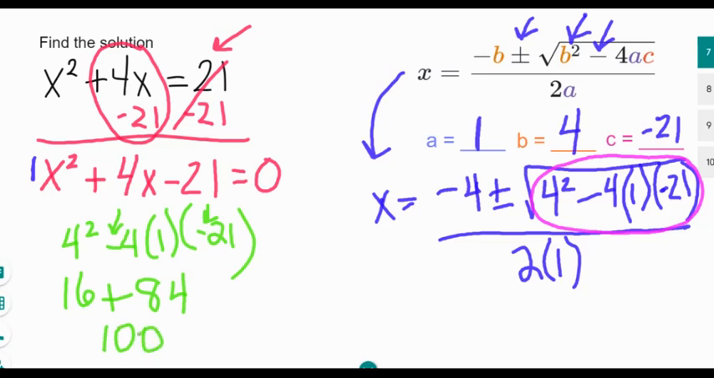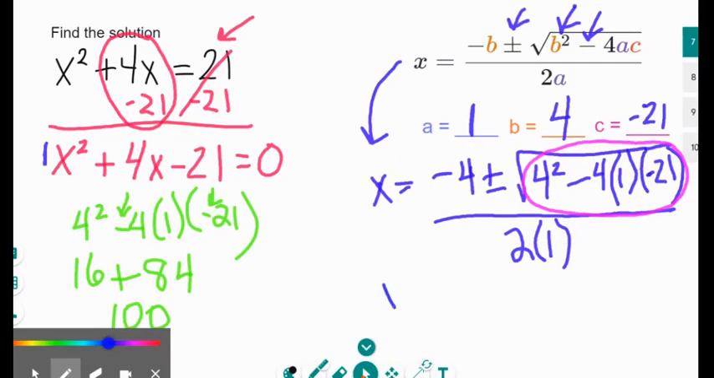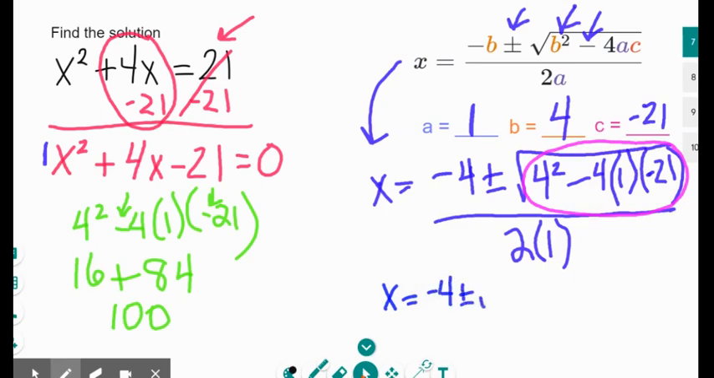Okay, now I'm ready to rewrite my quadratic formula. So I'm going to write x equals negative 4 plus or minus. Now remember, all that stuff in the parentheses is equal to 100. And all of that over 2, because 2 times 1 is 2. Now I'm going to simplify even more. Square root of 100 is 10. So now I have negative 4 plus or minus 10 over 2.